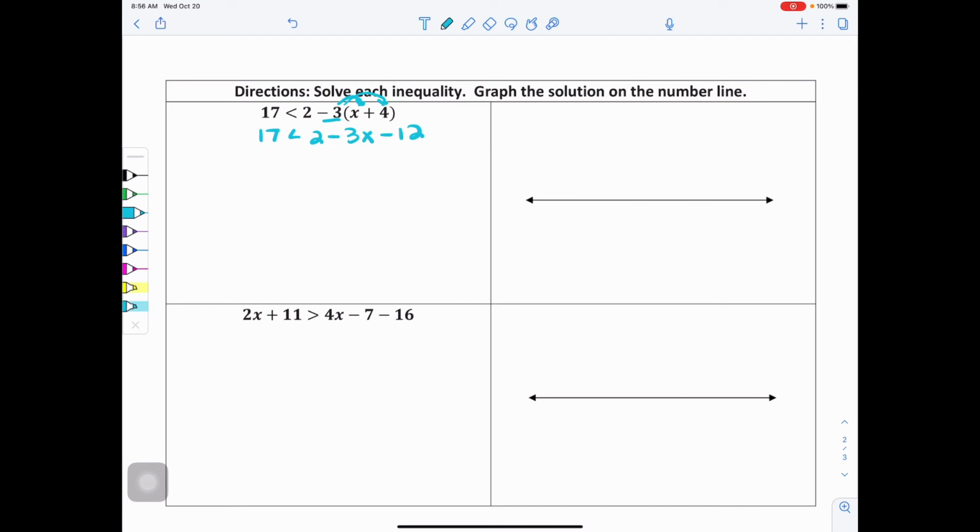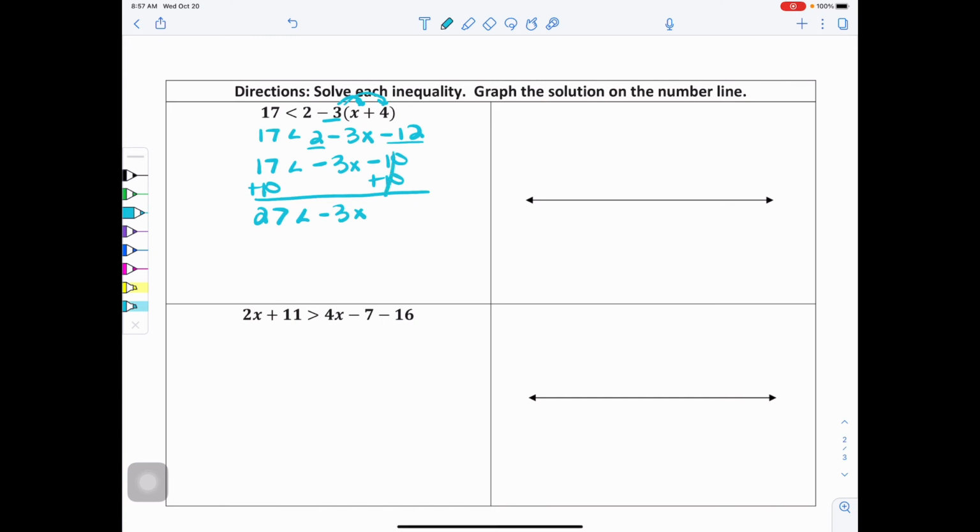Now we look for like terms. On the left, I don't have any, but on the right, I can combine 2 and negative 12. So I end up with 17 is less than negative 3x, and then this would be minus 10. I do not have variables on both sides, so I'll go to undoing my subtraction by adding 10. And I get 27 is less than negative 3x.